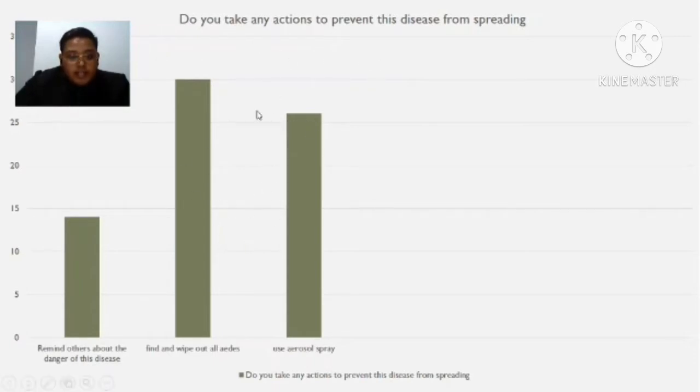The highest number of respondents answered find and wipe out all the Aedes, which is 30 respondents. Then use aerosol spray is slightly lower, with 26 students answering. And then we have the lowest answer, which is remind others about the danger of the disease, with 14 students answering. Okay, we go to the next.